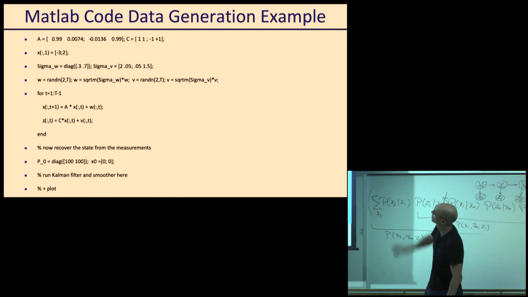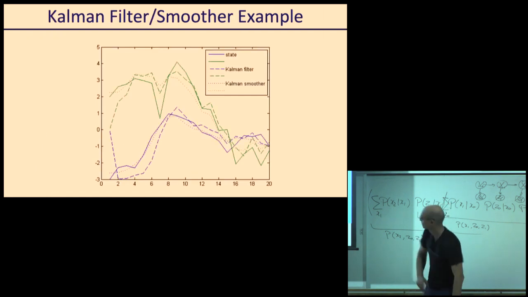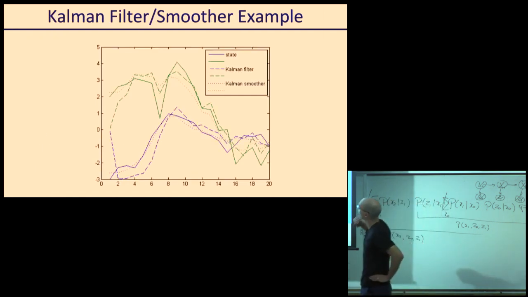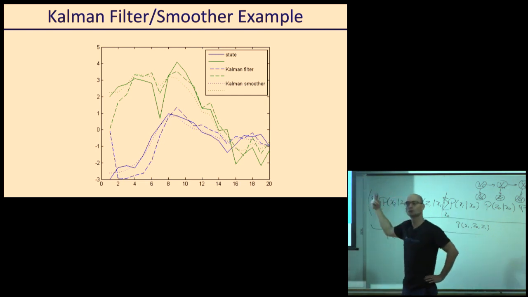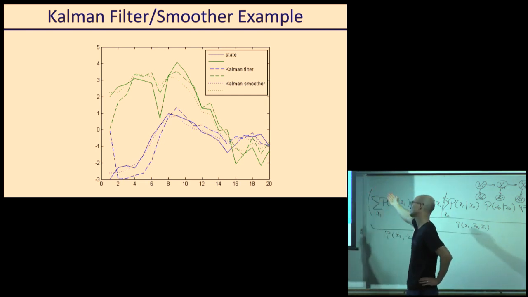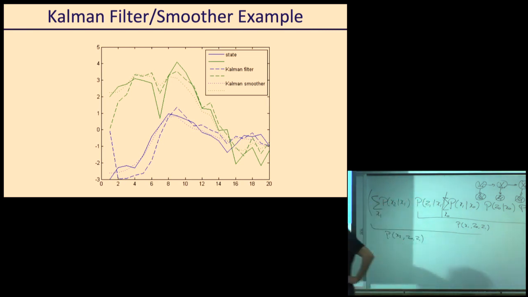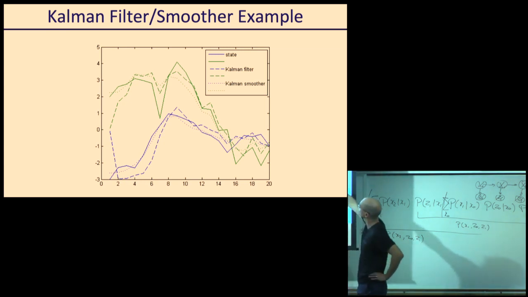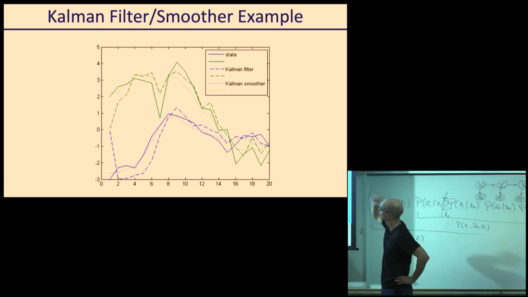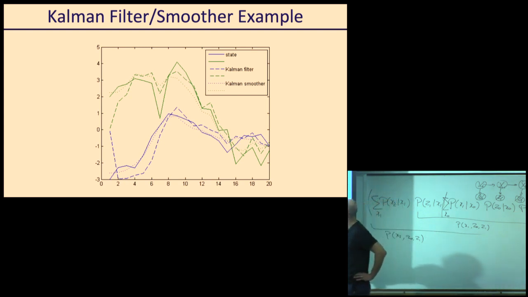Here's some MATLAB code we wrote a while back and ran this experiment. And so what we have here is a plot. We just did 20 time steps. We see in solid line the state. There are two state variables. There's one state variable shown in blue, one state variable shown in green, two-dimensional space. And we see the state, the green variable starts at the top there, blue starts at the bottom here. Then we can look at the smoother in dotted and the filter in dashed.